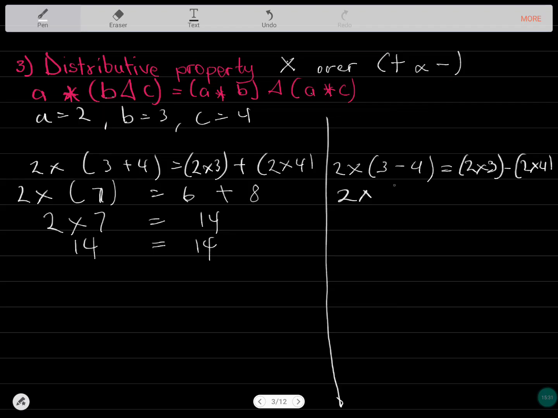2 times 3 minus 4 would give us 2 times negative 1. When we multiply, our answer becomes negative 2. Positive times negative is negative. On our right hand side, 2 times 3 is 6 minus 2 times 4 is 8. So now we have 6 minus 8, and that also gives us negative 2. So here we can conclude that multiplication is distributive over addition and subtraction.